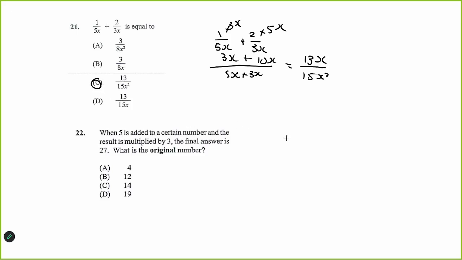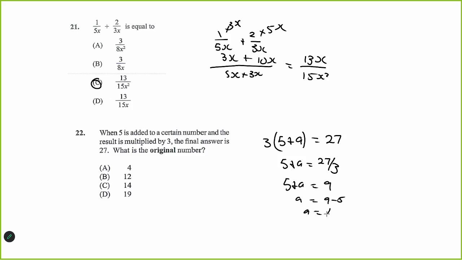5 is added to a certain number. So 5 is added to A. The result is multiplied by 3. This will give you 27. So 5 plus A is equal to 27 divided by 3. I can already see the answer is 4, but let's do it out. 5 plus A is equal to 9. So A would be 9 minus 5. So A is equal to 4.